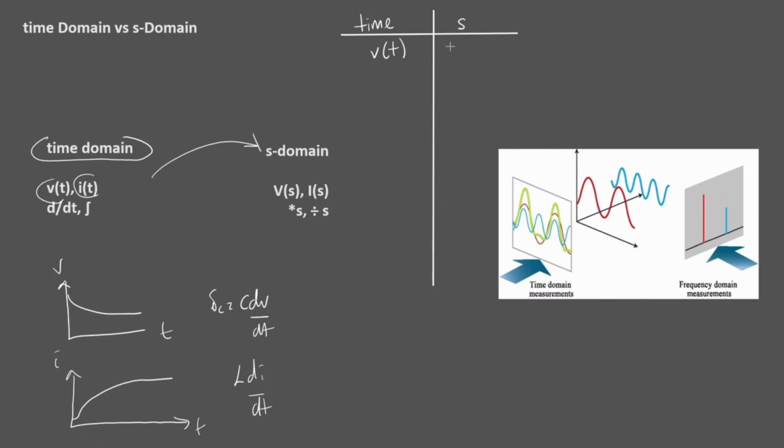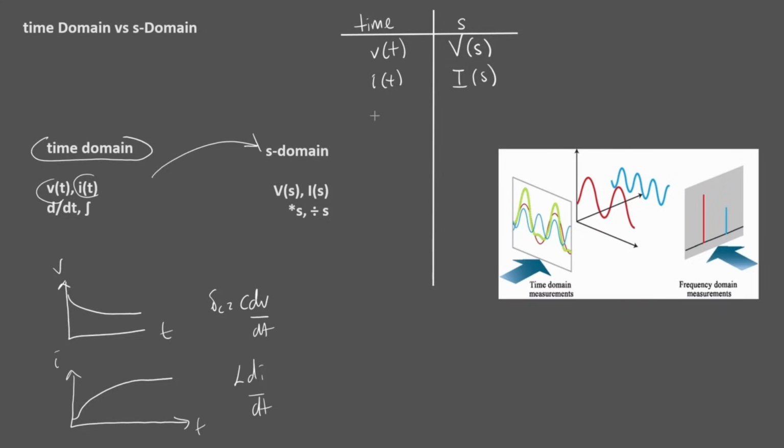What used to be voltage as a function of time is now going to be capital V as a function of S. What used to be current as a function of time is going to be capital I as a function of s, and that's the transformation that happens that makes solving RLC equations easier.